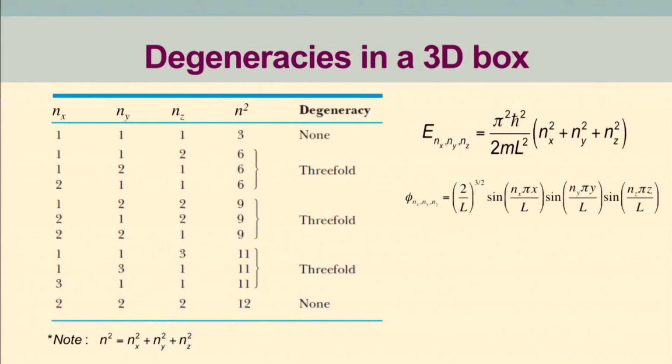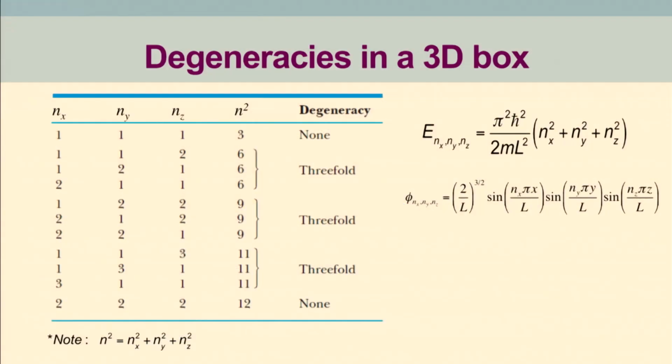However, there are other combinations of nx, ny, and nz, such as 1 1 2, which is the second row in this table, 1 2 1, or 2 1 1. All of these combinations will give me the same energy, so n squared takes the value 6 in all three cases. However, if you substitute these values of nx, ny, and nz in the wave function, you will get three distinct wave functions, one for each combination. Although these three wave functions are different from each other, they correspond to the same value of the energy, which is 6 times pi squared h cross squared by 2mL squared.